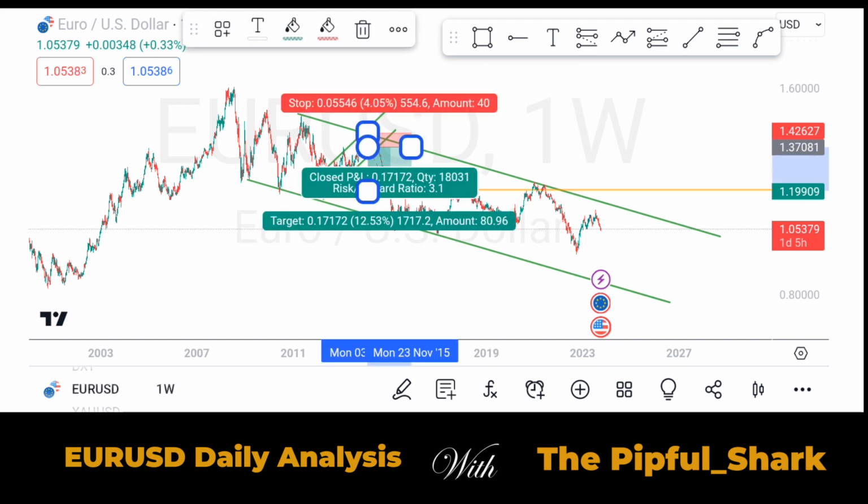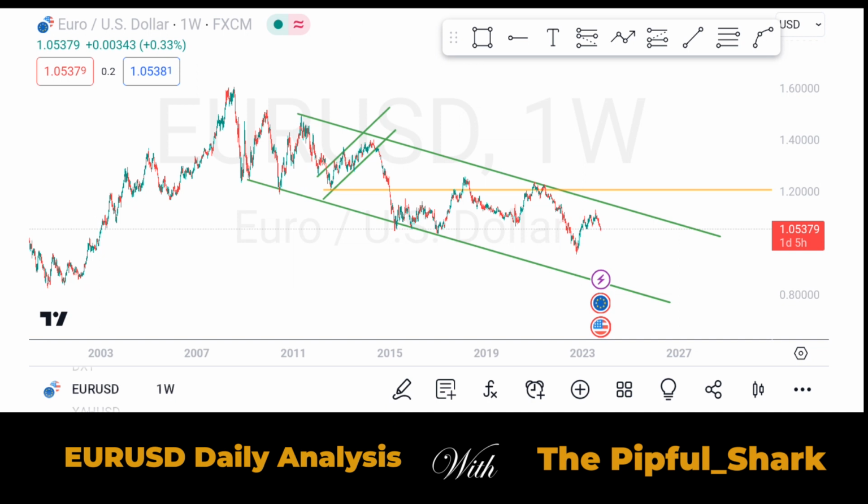Also I mentioned that I don't take trades that are lower than a risk to reward of 1:2.5. If a trade is lower than 1:2.5, I don't take that trade. So that one was a valid one, by the way.